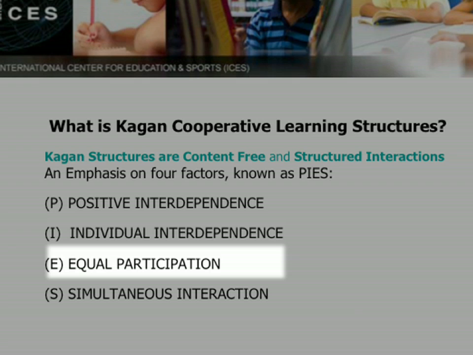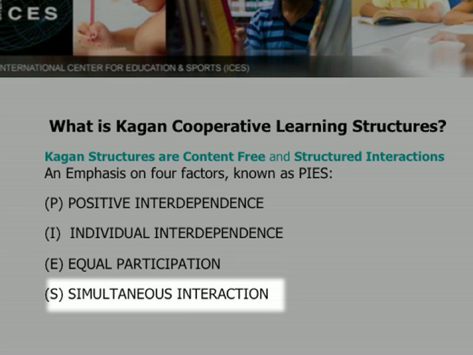E, equal participation: all students should participate equally. S, simultaneous interaction: all students should be engaged in the activity all at the same time.